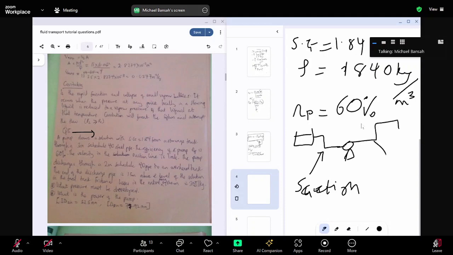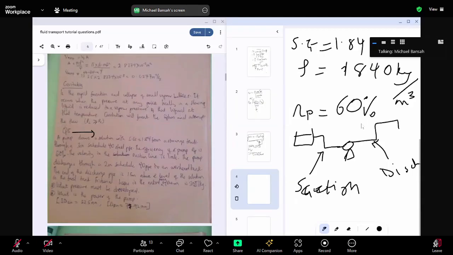Then the second one is discharge. After it sucks, it discharges it after increasing its mechanical energy. So discharge line. Is that okay? Now, knowing the suction line and the discharge line, I think we can go back to our question and see how to go about it.